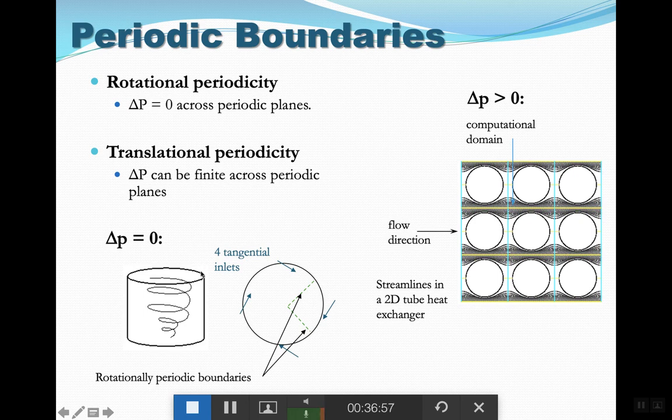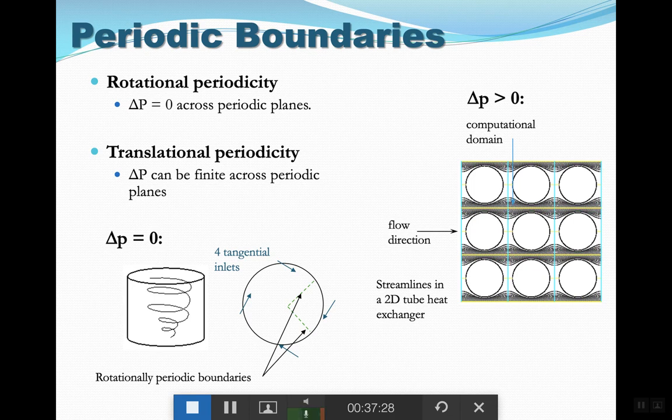So instead of simulating the whole thing, I will take a quarter of it, define this as wall as it is, and define these 2 hashed lines, the hashed green lines, as my periodic boundary condition. If I do that, essentially, instead of solving the whole thing, I'm solving for only a quarter of it, reducing the size of my simulation significantly.